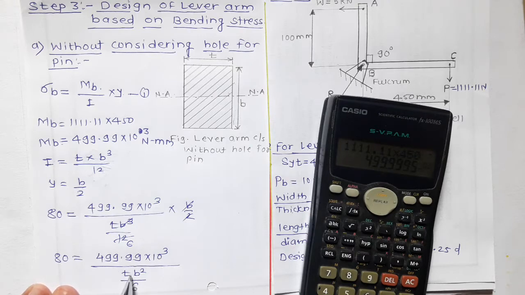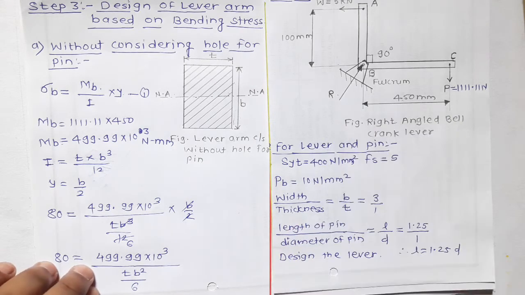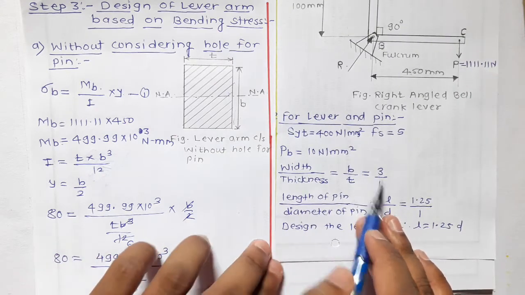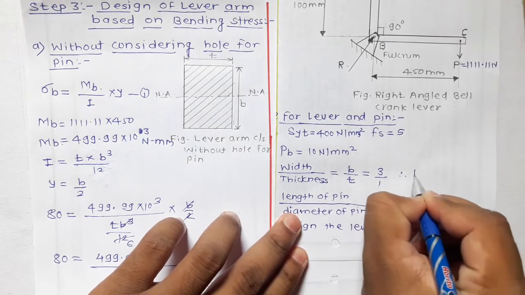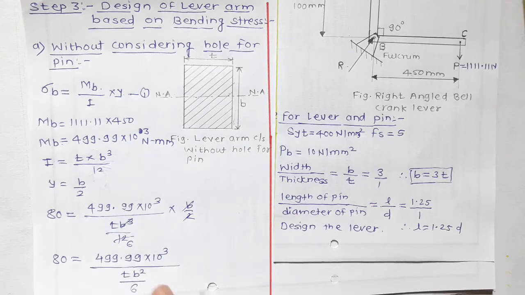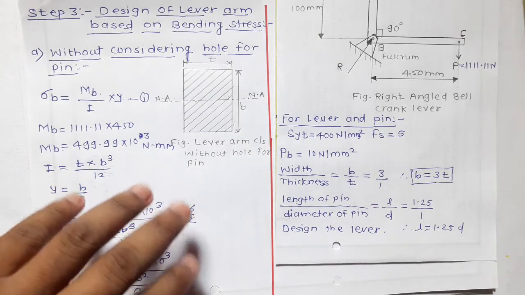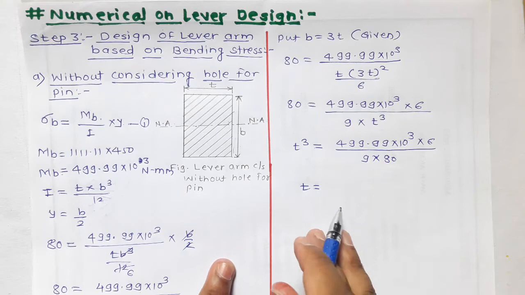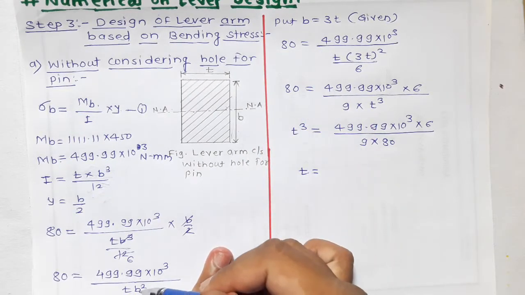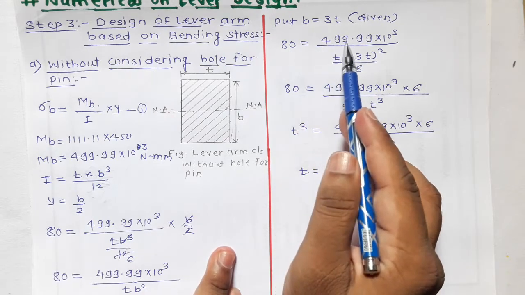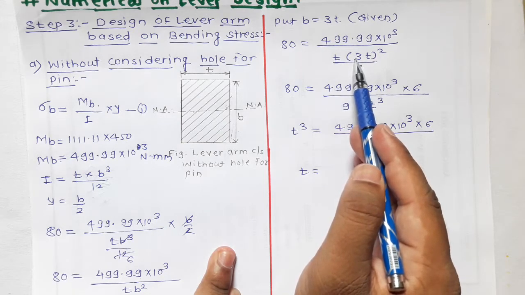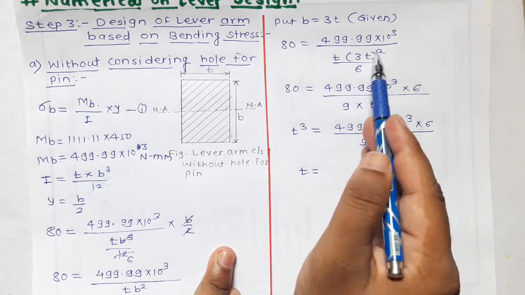Now in this equation two unknowns are there, B and T, but in the given data the relation between B and T is already given: B upon T is equal to 3 upon 1. From this ratio or proportion we can get B is equal to thrice T. By putting B is equal to thrice T, we can calculate first T and then we can calculate B. So if you put B is equal to thrice T in this equation, you will get 80 is equal to 499.99 into 10 raised to 3 upon T into, instead of B we have to put thrice T, so thrice T square upon 6.